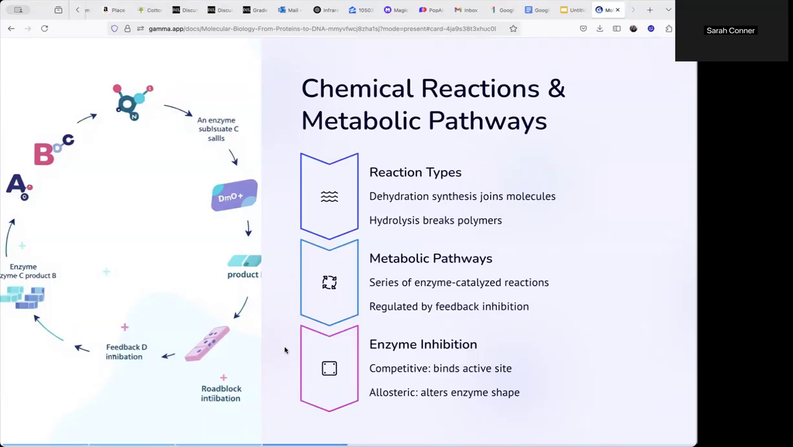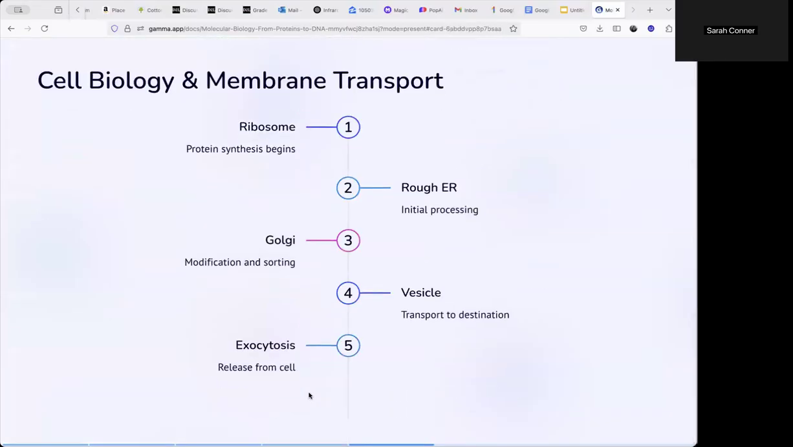Remember that when we're looking at enzyme inhibition, competitive inhibitors will go in and just click in and take the space up from the substrate that should be there. They do not change the enzyme, but non-competitive or allosteric inhibitors will actually alter the enzyme shape and make the active site not available for the substrate to work.